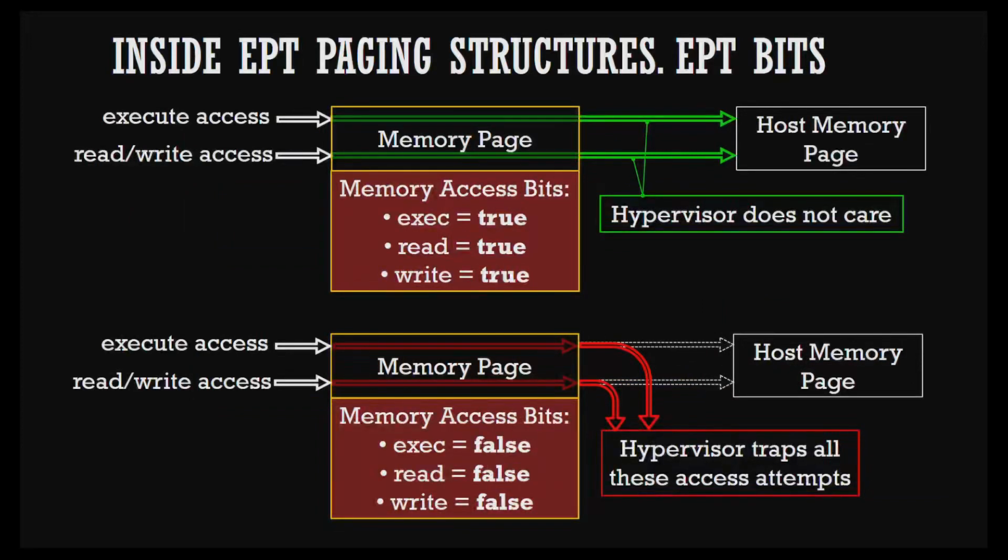Another feature is memory access bits. They indicate whether access attempts are allowed to the page referenced by this number. Any disallowed access attempts will trigger EPT violations, and then control goes to the hypervisor. So we can trap read, write, and execute access to the page by changing these memory access bits.